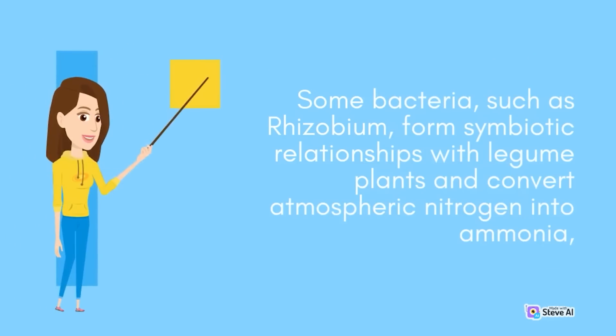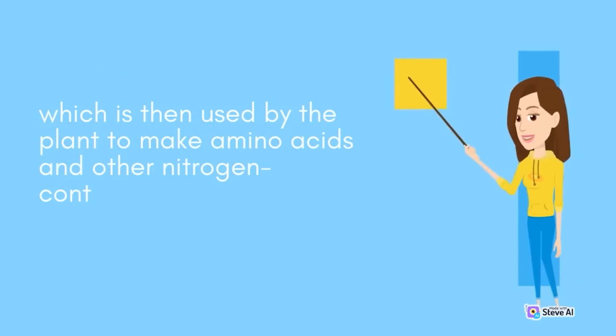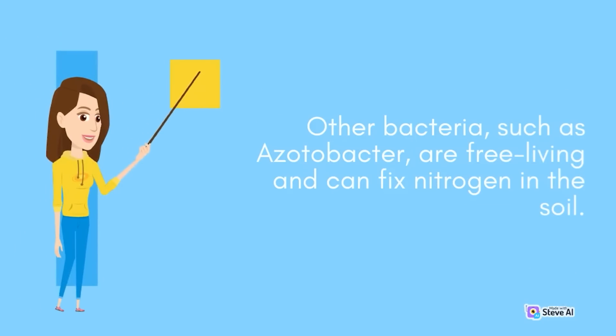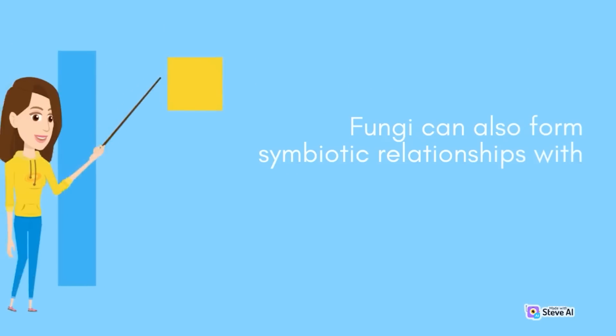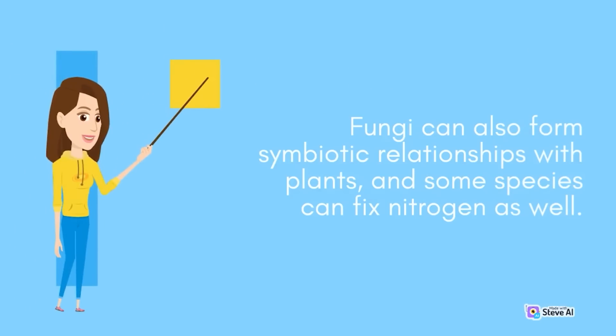Some bacteria, such as Rhizobium, form symbiotic relationships with legume plants and convert atmospheric nitrogen into ammonia, which is then used by the plant to make amino acids and other nitrogen-containing compounds. Other bacteria, such as Azotobacter, are free-living and can fix nitrogen in the soil. Fungi can also form symbiotic relationships with plants, and some species can fix nitrogen as well.